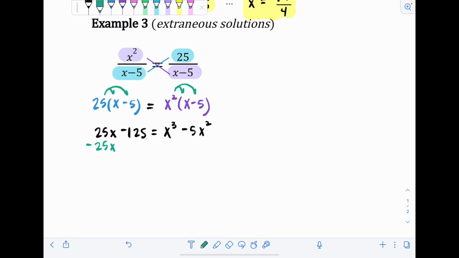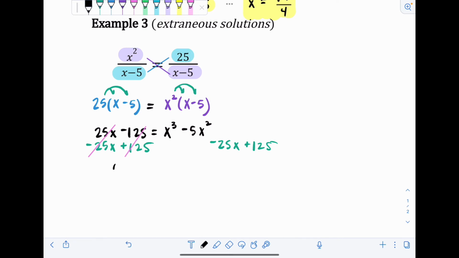So minus 25x to cancel that part out. And then I don't have any like terms over here, so I'm just going to subtract it off the end. So minus 25x. And then I want to cancel out the negative 125, so I have to add that over. And then same thing, I don't have any like terms on the other side, so it just gets tacked on to the end. That way everything is on one side of the equation.